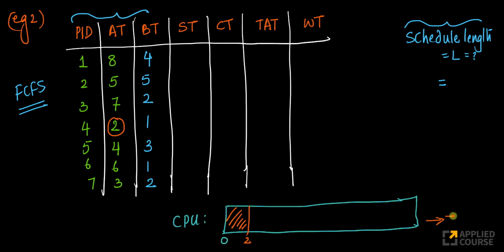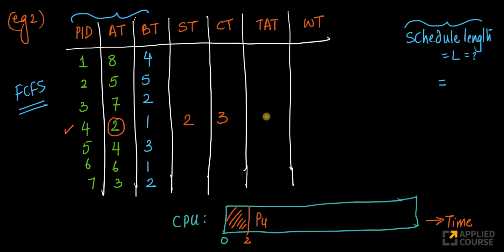Again, in your Gantt chart, this is my time axis. Now at 2 seconds, P4 came into existence. At 2 seconds, P4 was added to my ready queue. Since there is only one process now, I can simply add P4. So when was P4 scheduled? P4 was scheduled at 2 seconds, and when did it complete? Because its burst time is 1, P4 completed at 3 seconds.